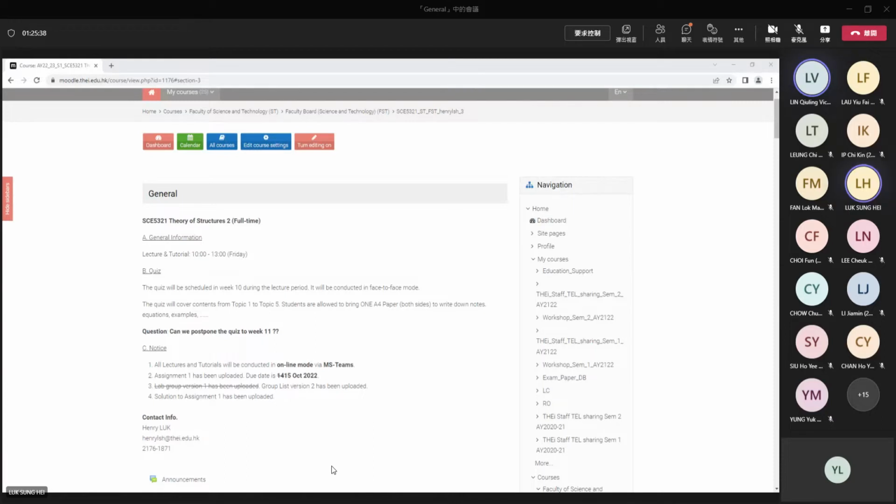Week 10 means we will have a quiz on the 3rd of November. Is the A4 paper only one sheet? It is one A4 paper, both sides. You can bring one A4 paper. You can write down anything on the A4 paper. You can write down equations, examples, essays, pictures, everything on one A4 paper, 2 pages, 2 sides, okay?